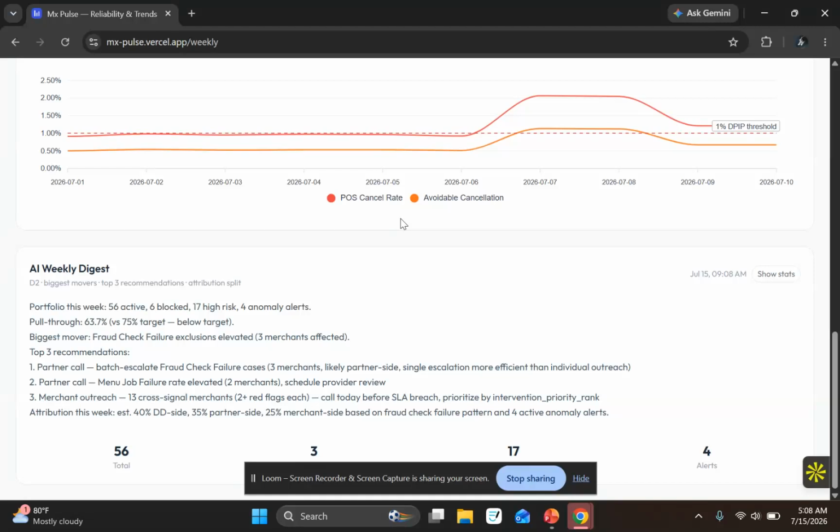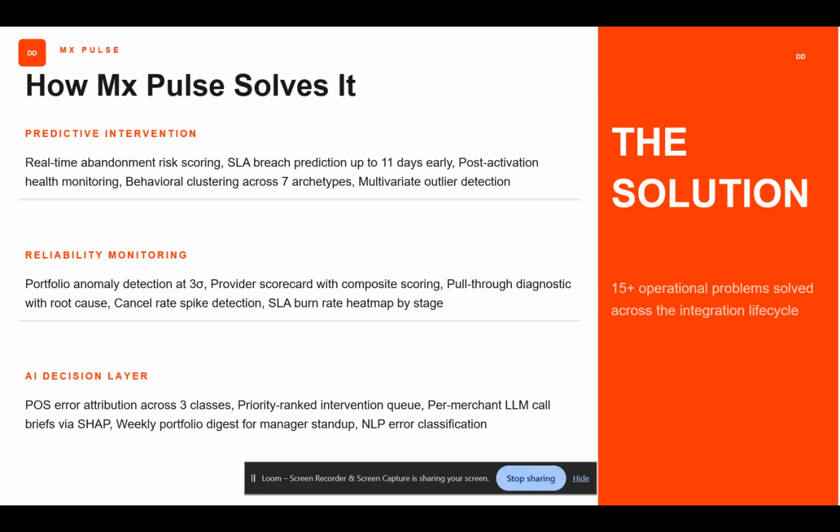Again, the most important part of this page is also an LLM layer. It's called the AI Weekly Digest. What it does is it uses all the weekly signals to generate a summary. The manager can just read this and be ready for the Monday startup. So coming back to the PPT.